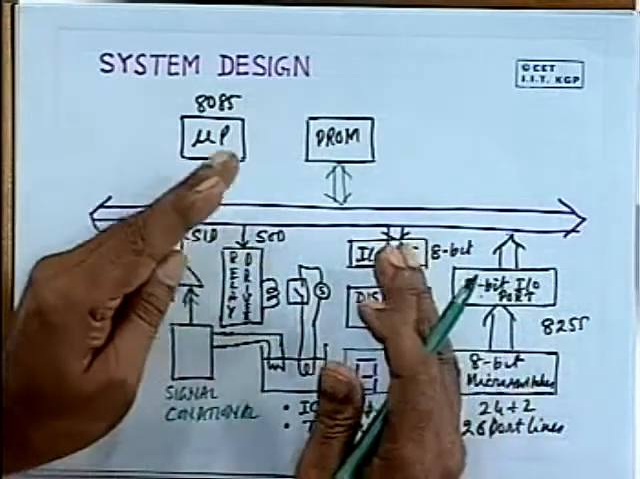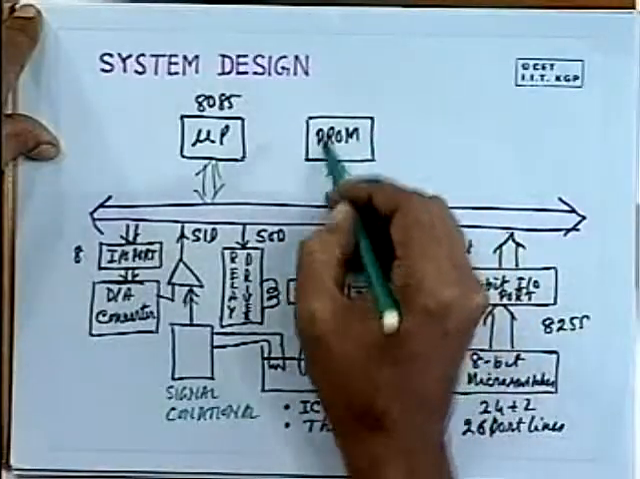Now the question is, in this particular system, do you require RAM, random access memory? Why do you require a RAM? Whenever you use the RAM to store a user program. But in this particular application, it is an embedded application. The program is ROM based.